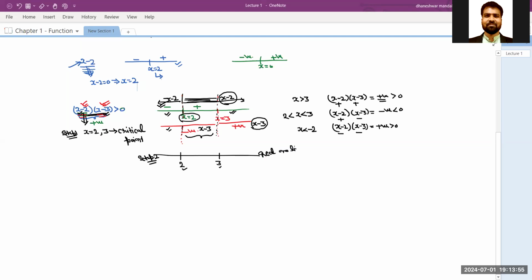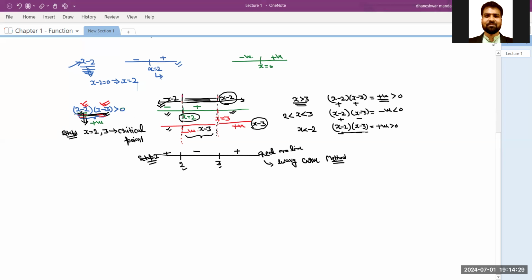Now see, if I take any number which is greater than 3, then here we get an overall positive sign. And in between 2 to 3, I get a negative sign. And again, I get a positive sign. So this method is known as the Wavy Curve method. Now I can directly find the solution of this type of inequality.